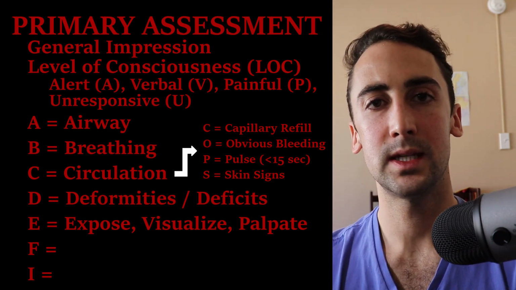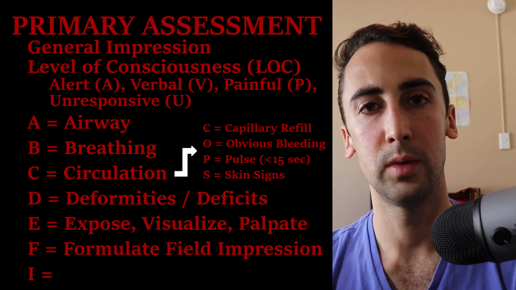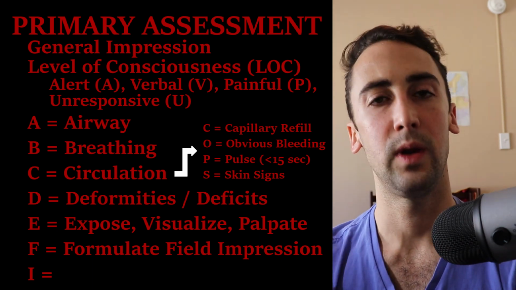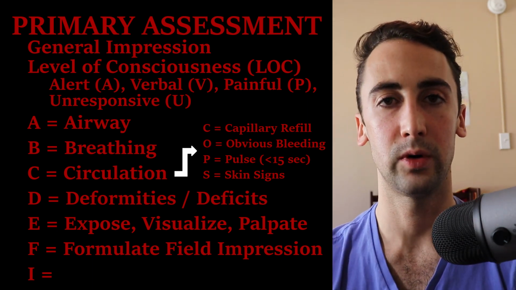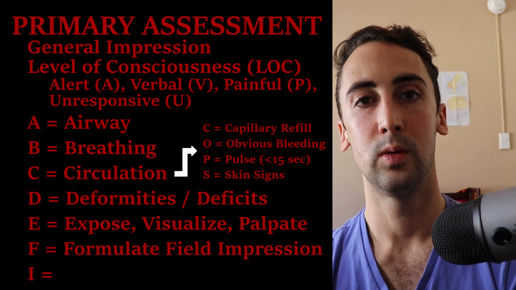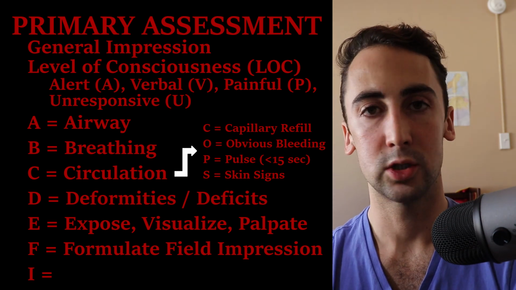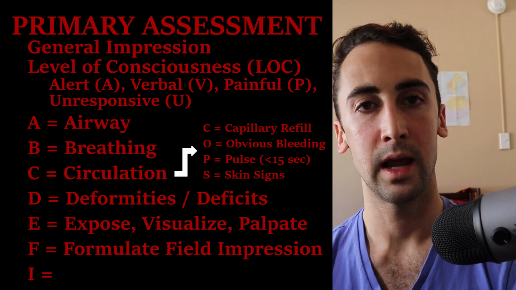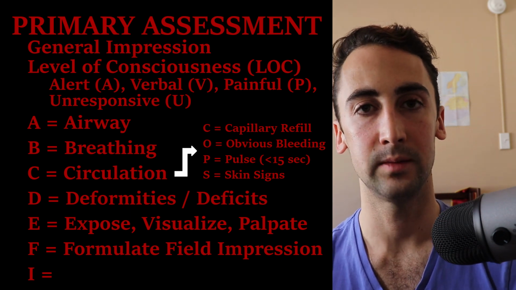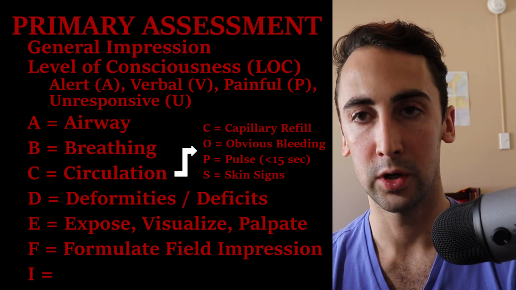We've made it through A, B, C, D, E, and now we're moving on to F, which is going to be formulate a field impression. This is basically going back through everything that we've run through in our primary so far. To give you guys an example, let's say again we have that 50-year-old female. She was found in the tripod position. MOI, probably not. NOI, she might be having some difficulty breathing. She doesn't appear to be in a life-threatening condition, but she still needs to go to the emergency department.